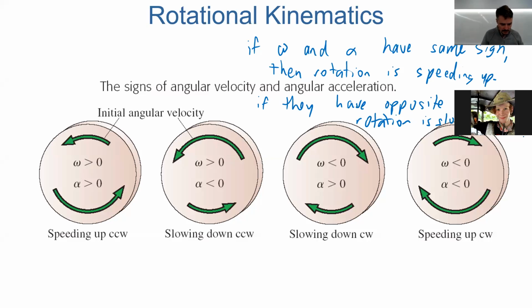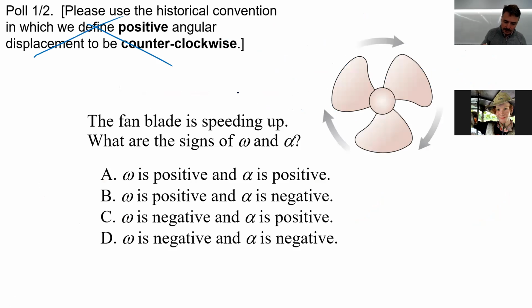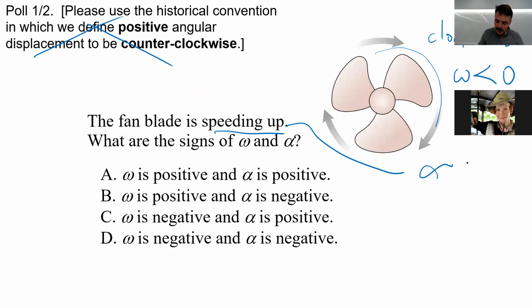Yeah, we're going to have to skip those two. So just really quickly, I'm not going to do the poll, but we're going to say if this fan is speeding up, so this is right now clockwise. So what that means is omega is negative, okay? And if it's speeding up means that alpha is also negative. So this answer would have been D if I had done that, okay? So you can have negative alpha, but it's actually speeding up if omega is also negative.